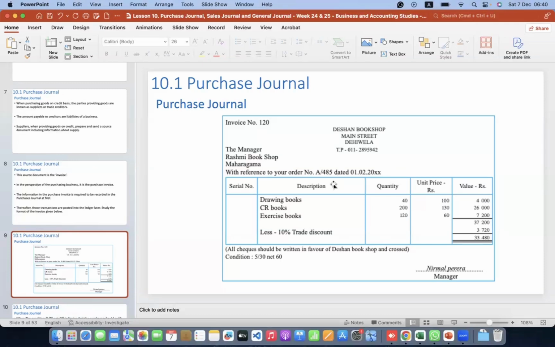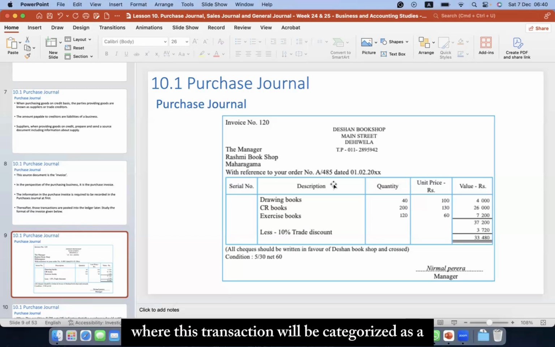හරිද? එතකොට මේ දේ කරද්දී අපිට බඩු සප්ලයි කරන කෙනා ගත්තොත් එහෙම බඩු සප්ලයි කරන කෙනා ඇවිල්ලා he will be a creditor, where this transaction will be categorized as a purchase transaction. Okay.